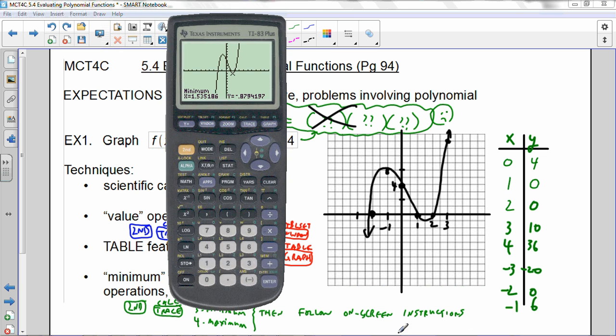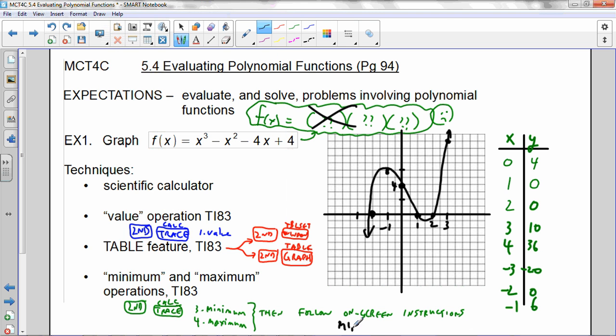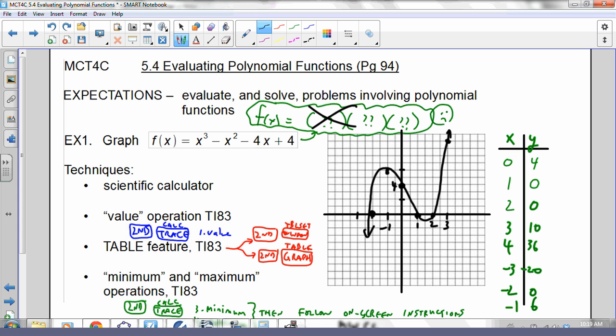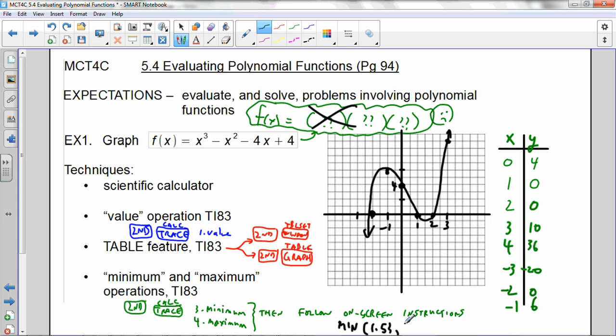So the minimum is at 1.53 and -0.88. Well, that's that point right there. We thought it was pretty close to 1.5, but that point right there is 1.53, -0.88, and that's the relative minimum.